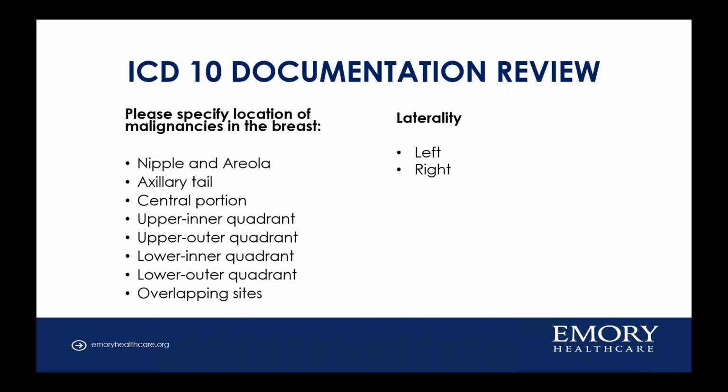This is just some review for ICD documentation. We really need you to be as specific as possible with regard to malignancies in the breast and their location. We have a code for the nipple and areola, the axillary tail, the central portion, and then the upper inner quadrant, the upper outer quadrant, the lower inner quadrant, the lower outer quadrant, and overlapping sites. Especially for our surgery coders, they really need to know exactly where in the breast the malignancy is located. If it spreads to more than one area, please feel free to use overlapping sites.